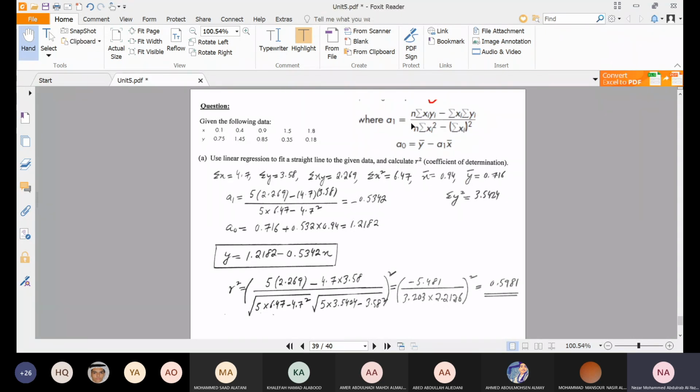Okay, I have x's and I have y. So here I have n equal to 5 points. So here n multiplied by y. So you build the columns.